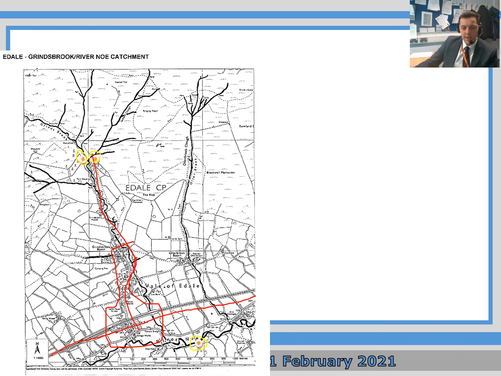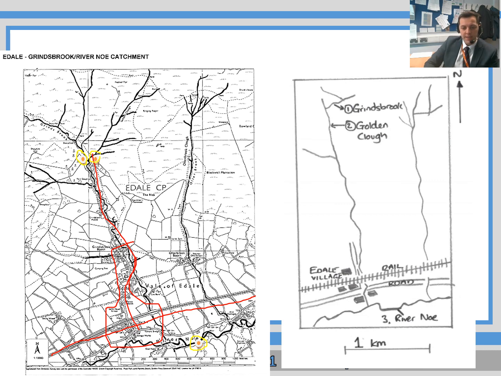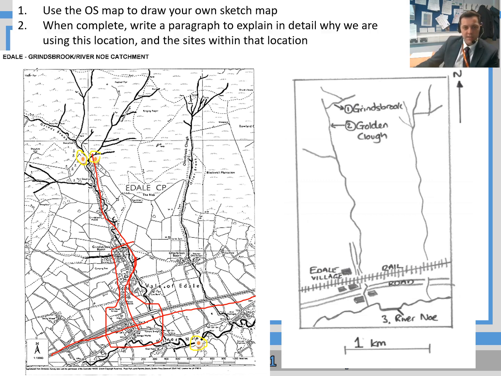All right. Your sketch map might end up looking something a little bit like this. So I'm hoping that you can match mine up to the real one here. So I've got the railway line on there, which is the black line. You've got the rivers. I've got the rough outline of the roads and just the main kind of stream patterns. I've also given you the names of the 3 sites that we would have gone to. So as I said, your task now is to do your own version of my sketch using the map on the left. And then when that's complete, I'd like you to write a short paragraph to explain in detail why we are choosing this location, but also those sites within that location.